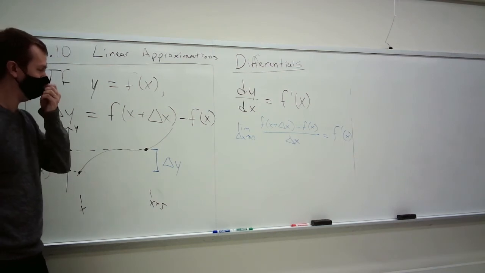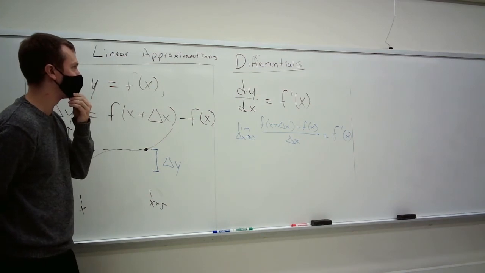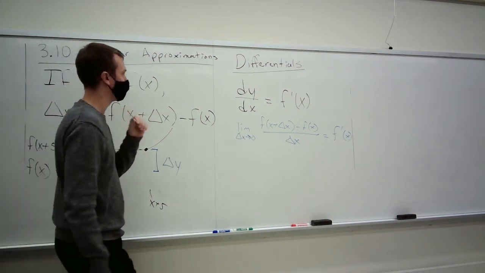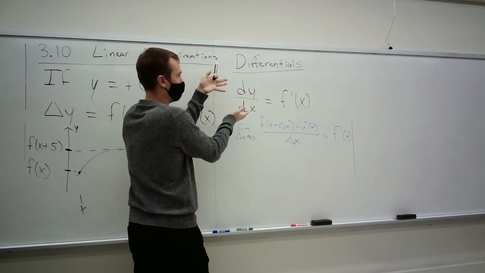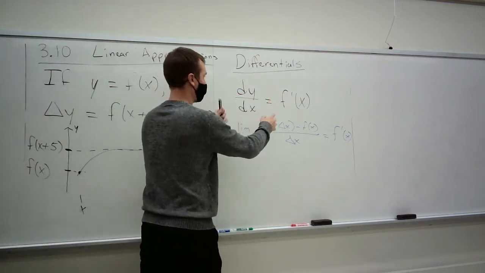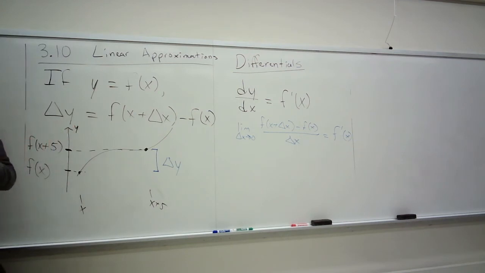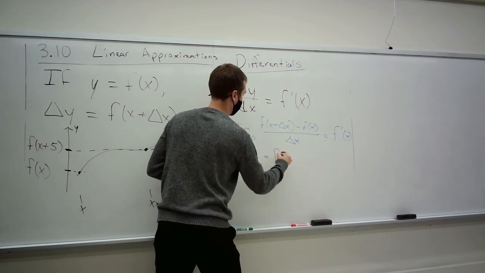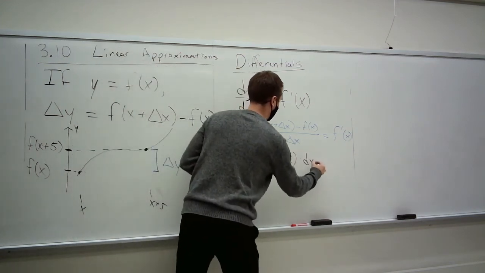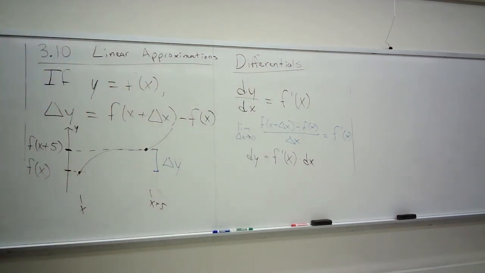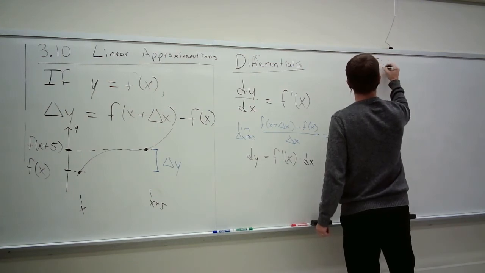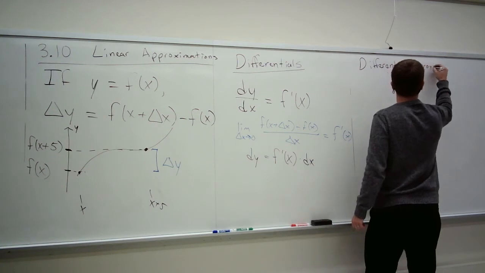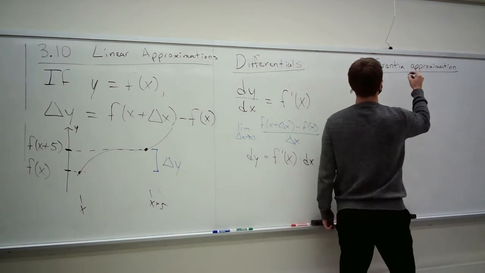What I'm about to do right now is rewrite this equation sort of naively. If we think of these as little changes, what we're really thinking of them as is little numbers. With numbers, I can rewrite equations, right? So I can multiply both sides by this differential dx. It's just a little number after all, which tells us that a little change in y is equal to f prime of x times dx. Which gives us another approximator: differential approximation.